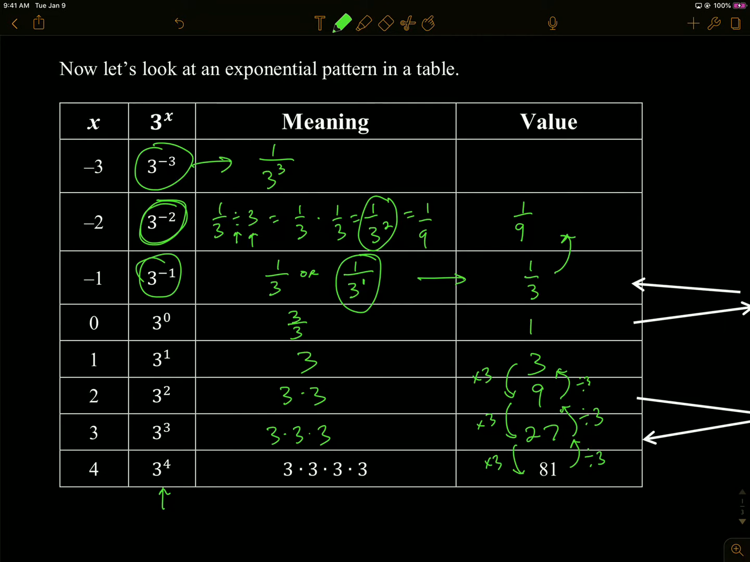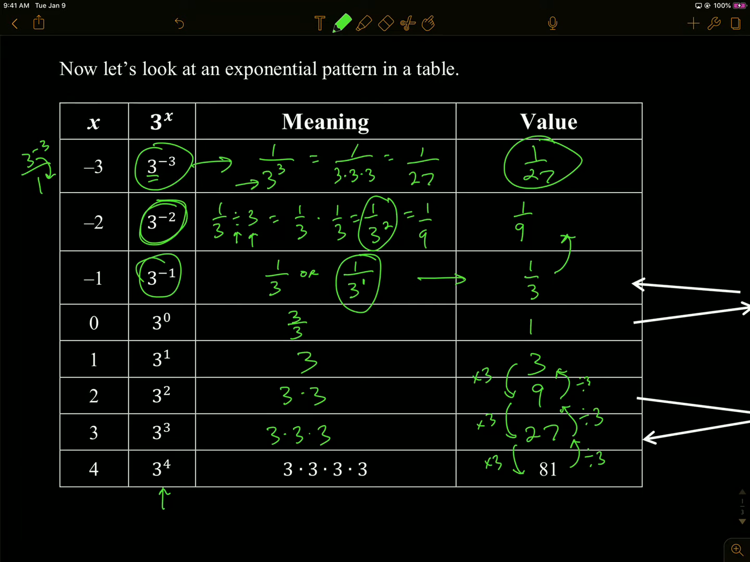So if the base 3 is on top of the fraction, you could think of this as 3 to the negative 3 over 1. I can move the base 3 to the bottom, like here, and I make the exponent positive. That's what you do with negative exponents. If they're in the top of the fraction, you can move the base to the bottom and change the sign of the exponent to make it positive. So what's 1 over 3 times 3 times 3? It's 1 over 27.